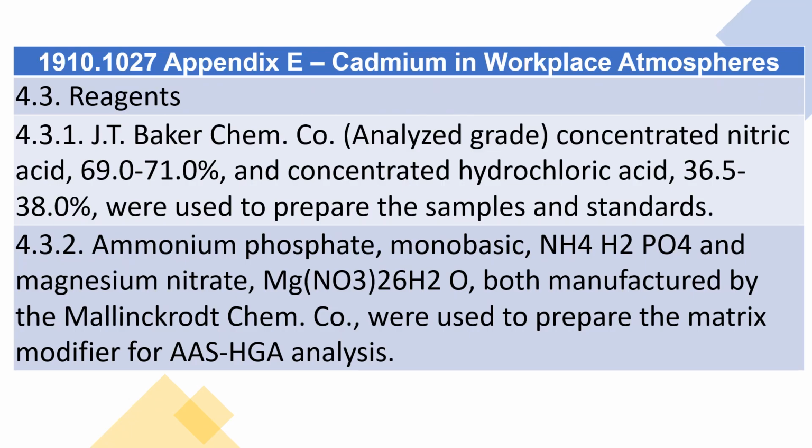4.3. Reagents. 4.3.1. J.T. Baker Chemical Company analyzed grade concentrated nitric acid, 69.0 to 71.0%, and concentrated hydrochloric acid, 36.5 to 38.0%, were used to prepare the samples and standards. 4.3.2. Ammonium phosphate, monobasic, NH4H2PO4, and magnesium nitrate, Mg(NO3)2·6H2O, both manufactured by the Mallinckrodt Chemical Company, were used to prepare the matrix modifier for AAS-HGA analysis.